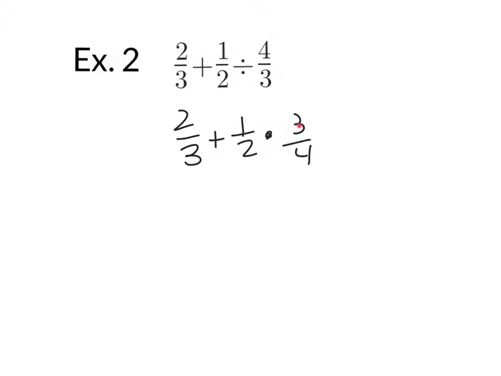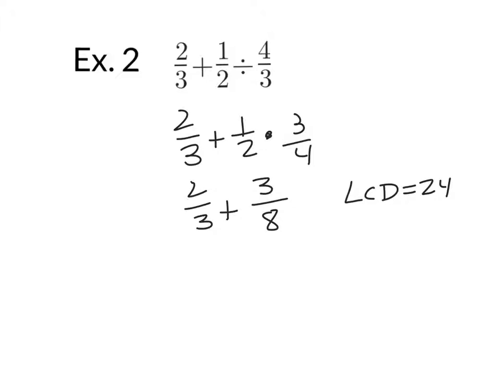So let's multiply the numerators and multiply the denominators. So we'd have 2/3 plus 1 times 3 is 3 on top, and 2 times 4 is 8 on the bottom. And so now we can go ahead and do that addition. Last but not least, we do need to get a like denominator. The least common denominator of 3 and 8 would be 24. It'd be their least common multiple.